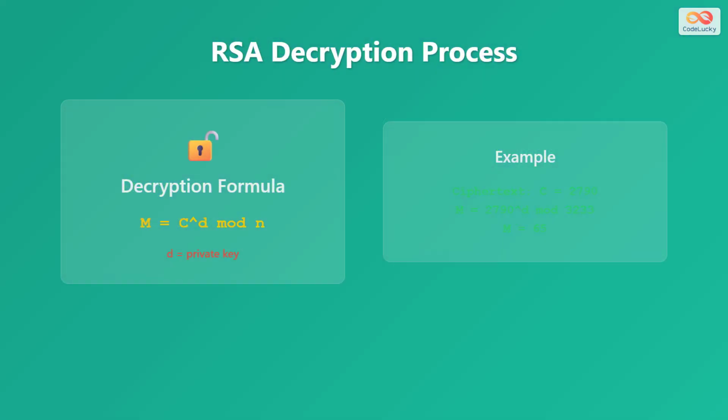Now let's move on to the RSA decryption process. The decryption formula is m equals C to the power of d mod n, where m is the original message, C is the ciphertext, d is the private key, and n is the modulus. Here's an example. If our ciphertext C is 2,790, to decrypt, we calculate m equals 2,790 to the power of d mod 3,233, which gives us m equals 65, the original message.